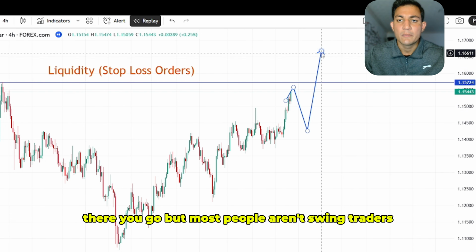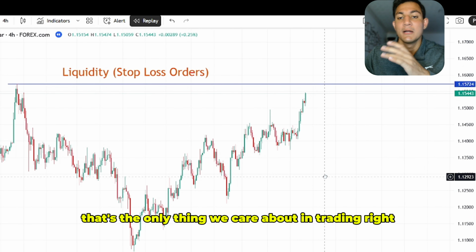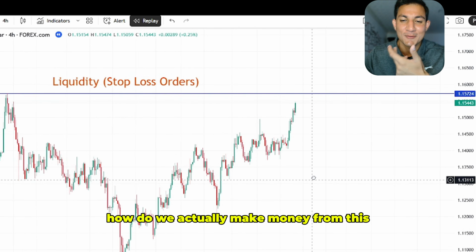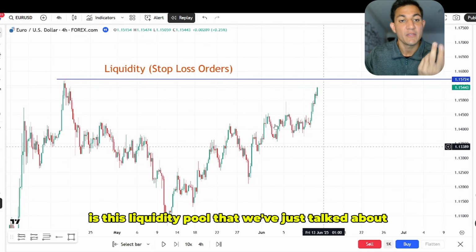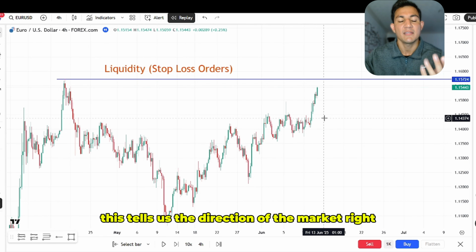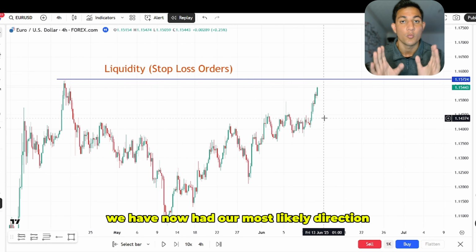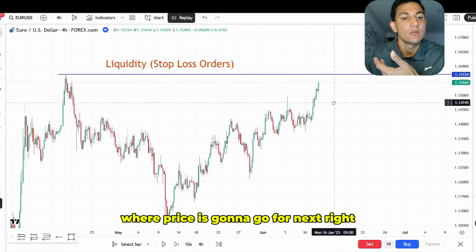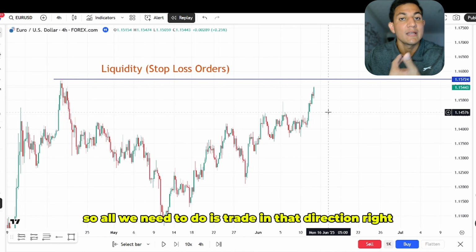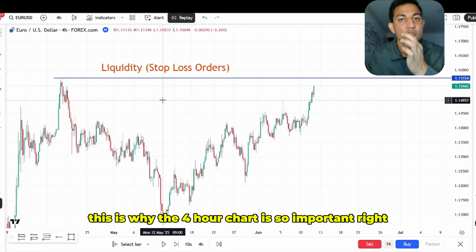But most people aren't swing traders. So how do we use this to make money? That's the only thing we care about in trading. We want to make money. How do we actually make money from this? So what's really important right here is this liquidity pool that we've just talked about. This tells us the direction of the market. We now have our daily bias, our liquidity pool, whatever you want to call it. We now have our most likely direction where price is going to go for next. So all we need to do is trade in that direction. Hope that makes sense. This is why the 4-hour chart is so important.